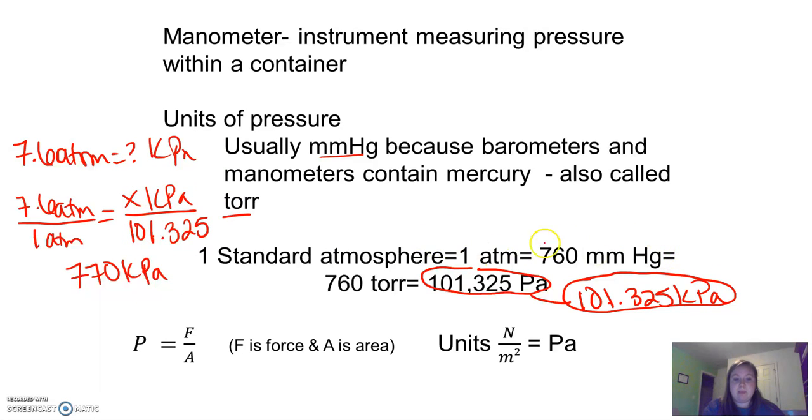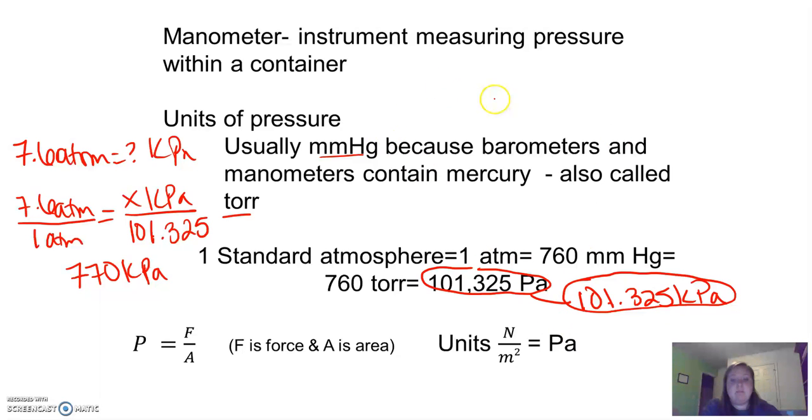Again, remember atmospheres, millimeters of mercury, and torr are all on your reference sheet, so they're not something you need to memorize. That's something you will get on all of your tests in class, and you will also get on the AP exam in May. The kPa and the pascals unit are not on your reference sheet, and they are used, so I would recommend that you put that on your list of things that you need to memorize.